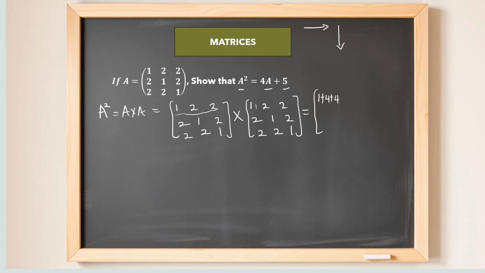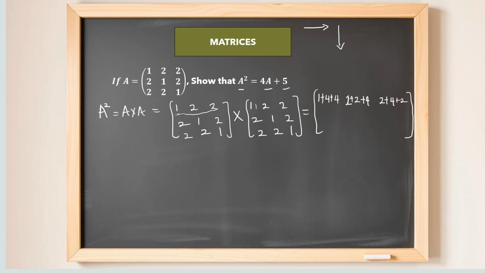Now we want to do this also for the next column. Repeating this for the next column, here we have 1 multiplied by 2, 2, plus 2 multiplied by 1, 2, plus 2 multiplied by 2, 4. And for the last one, we want to use this row to multiply this column. So 1 multiplied by 2 is 2, 2 multiplied by 2 is 4, and 2 multiplied by 1 is 2. So we are done with the first row.